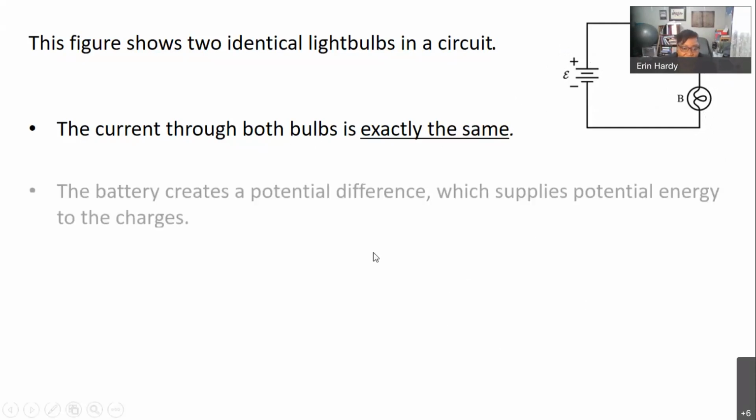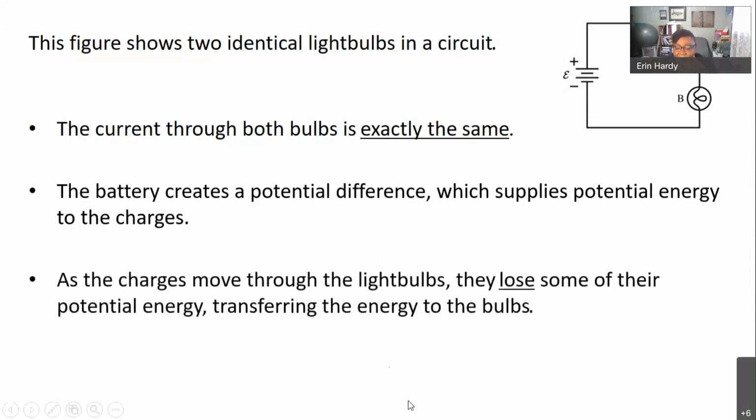Since there are no junctions, there is only one path that a charge carrier could take. So I can say for sure that these two delta V's, the potential difference across bulb A added to the potential difference across bulb B, has to equal the potential difference between the battery terminals. And again, that's just the loop law combined with the junction law where there are no junctions. So the delta V across bulb A has to add to the delta V across bulb B to equal the delta V produced by the battery.